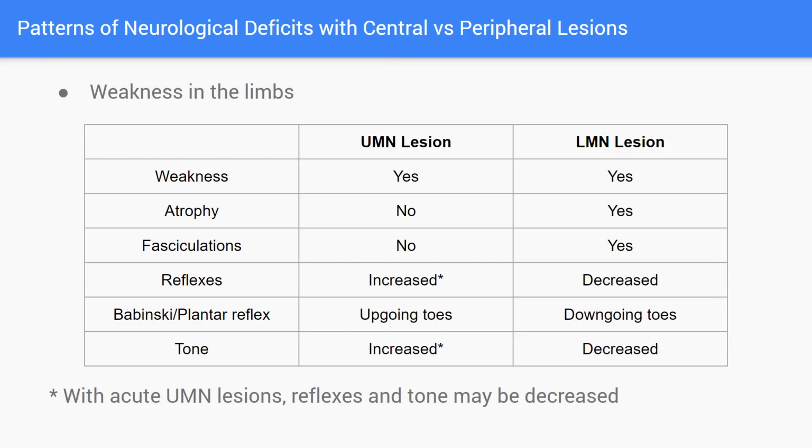The last thing I'll mention here is that sometimes with an acute upper motor neuron lesion, reflexes and tone may be decreased. I'm just going to see, I think I have a question in the chat.